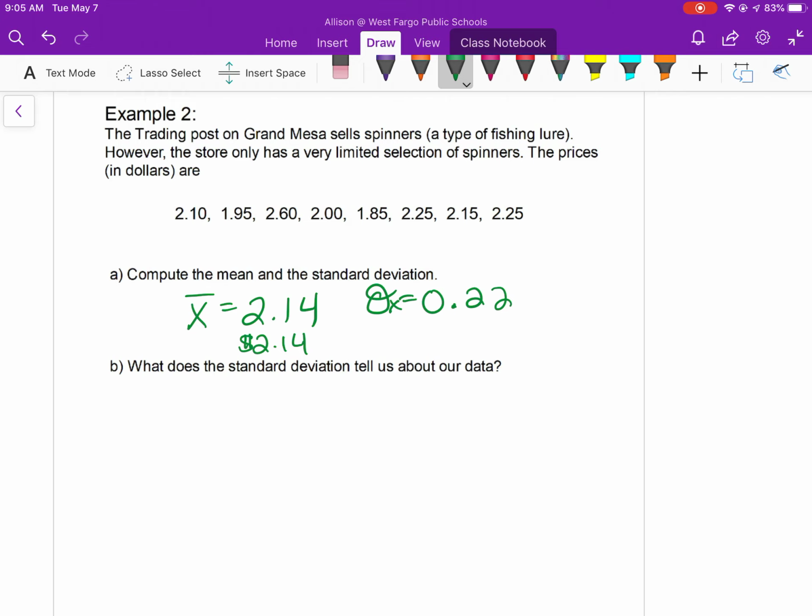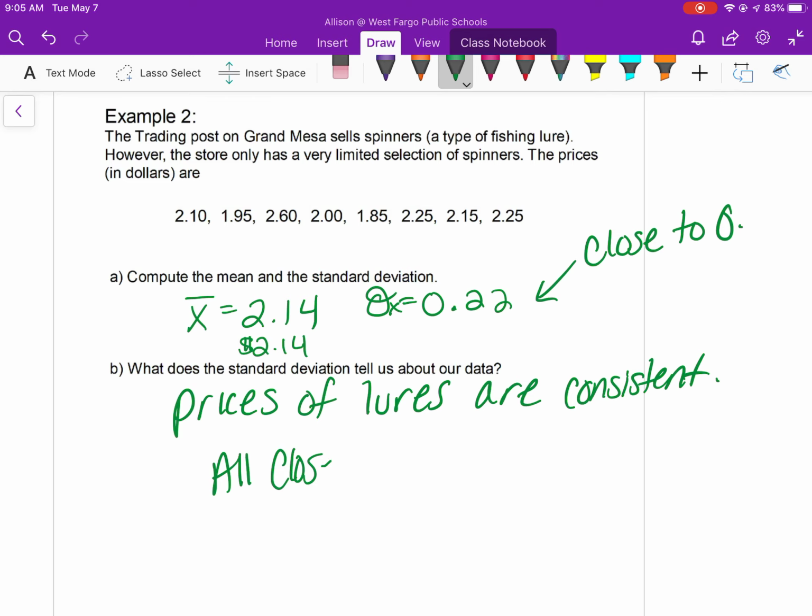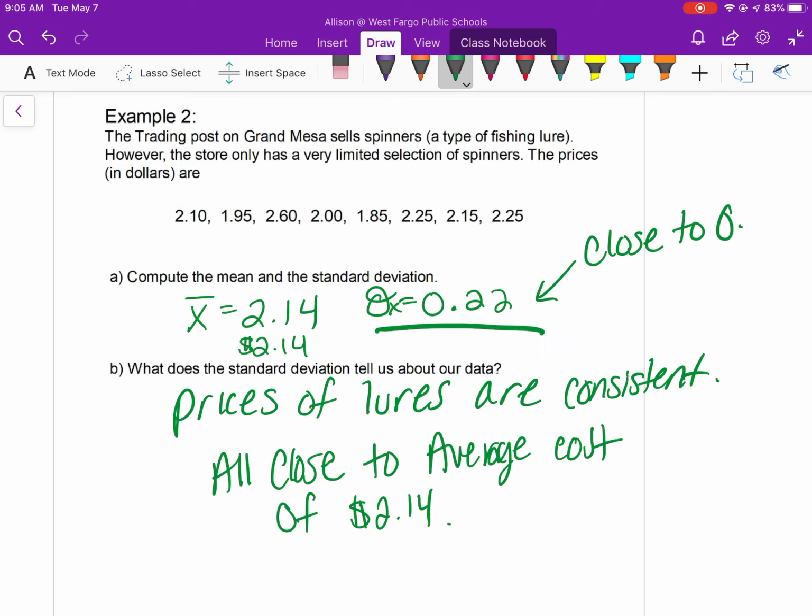So this tells me that the prices of the lures are consistent. This 0.22 is very close to 0. So the prices of the lures are consistent. They're all close to the average cost of $2.14, which makes sense when you look at our data. They're all about 20 to 30 cents difference, and that's what our standard deviation tells us as well.